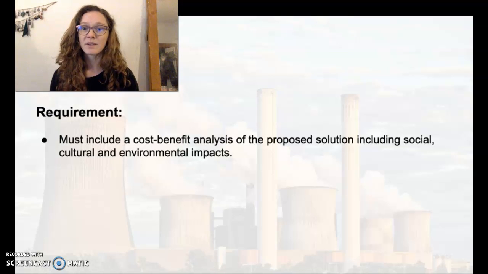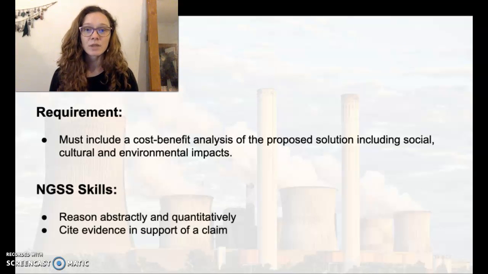The second big requirement of this project is that they must include a cost-benefit analysis of their proposed solution, including social, cultural, and environmental impacts of that solution. So some of the skills that this relates to are the ability to reason abstractly and quantitatively, to make decisions based off of evidence. And supporting evidence in support of a claim is just a huge skill across the sciences. They have to be able to make good arguments and evaluate others' arguments. And so this project is hopefully getting them ready for some bigger instances of that later in the class.